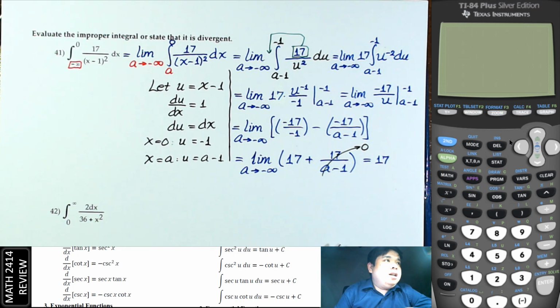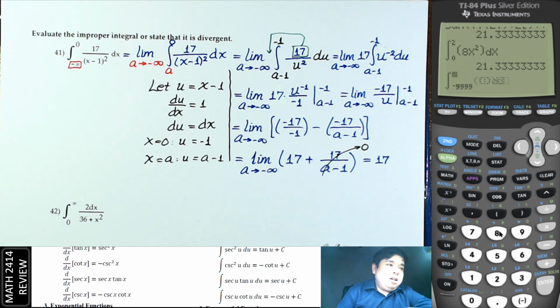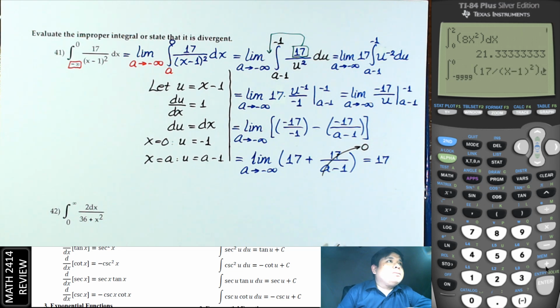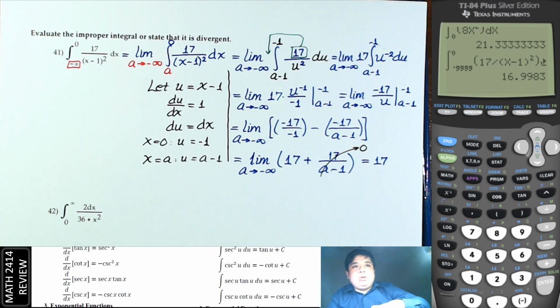Right. Sometimes it might help if we just evaluate maybe from a very negative number like this. And now 17 divided by x minus 1 squared. Yeah, that closes up to that 17.